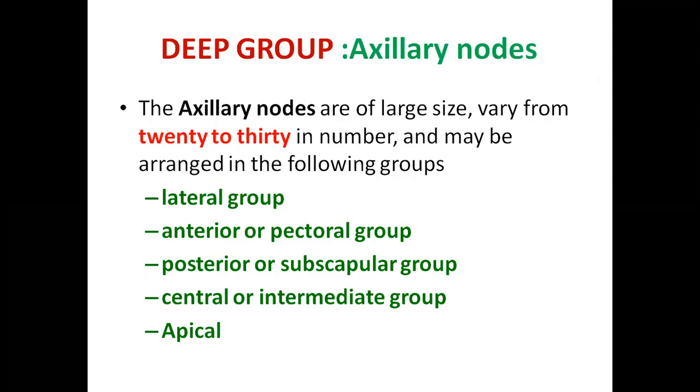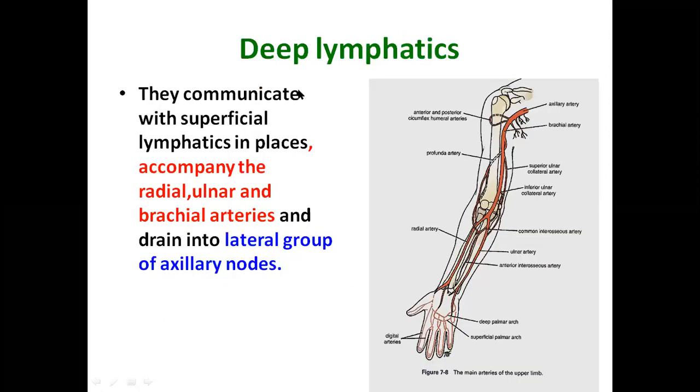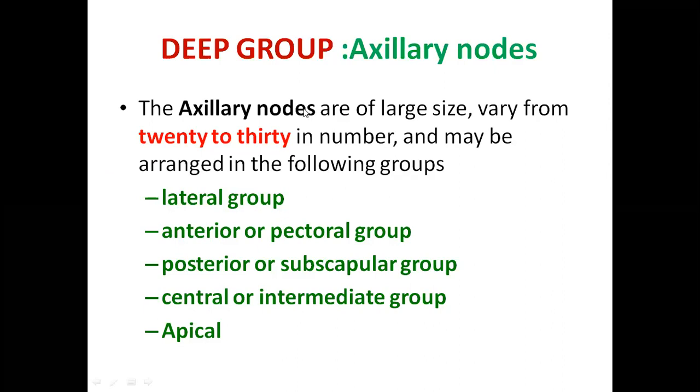That means if lymphatic drainage of the upper limb is asked, you are supposed to discuss the axillary group of lymph nodes, which fall in the deep category of lymphatics. The axillary lymph nodes are of large size. They are around 20 to 30 in number, and they are generally arranged.